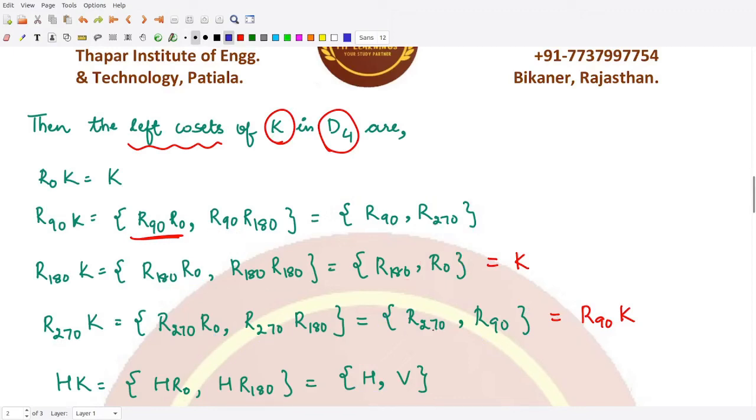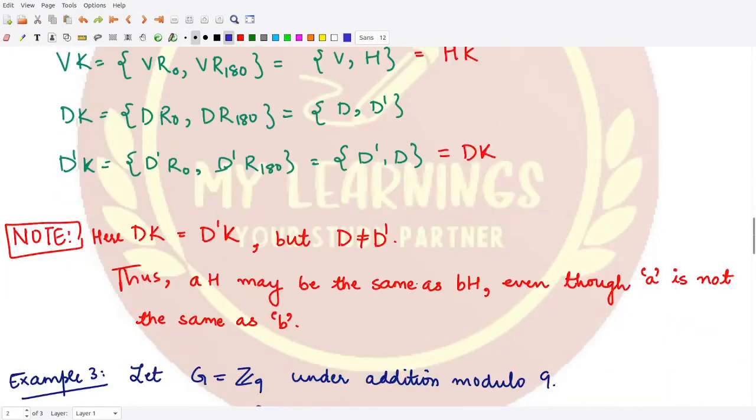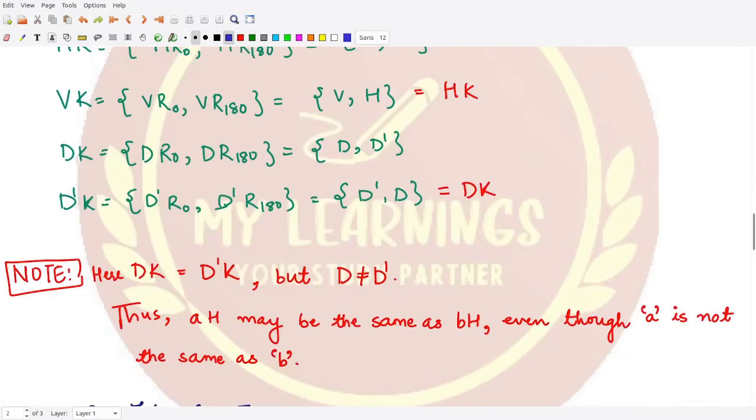In this case, note that we have already seen that D'K is equal to DK. So these two cosets are equal to each other. However, the elements D and D' are not equal to each other. They give us different representations of the square. So in general, we may say the element AH may not be the same as BH, even though A and B are different. Or we can also say both of them can be the same even if the elements A and B are not equal to each other.